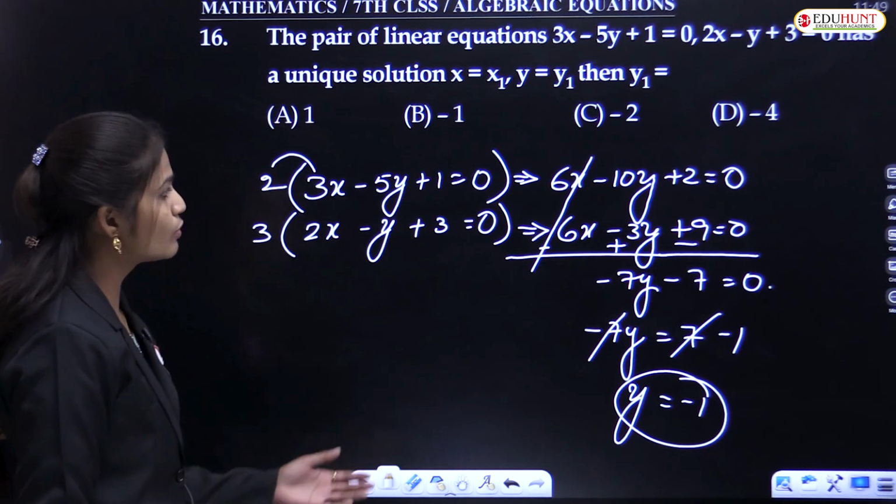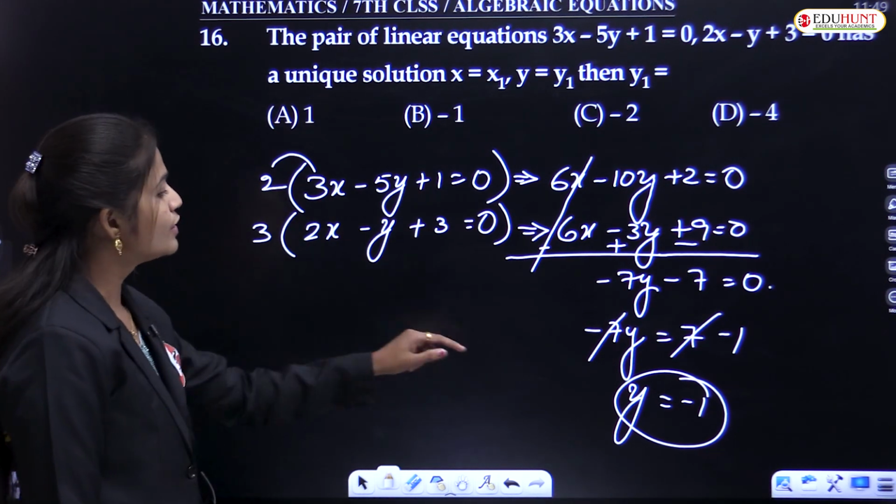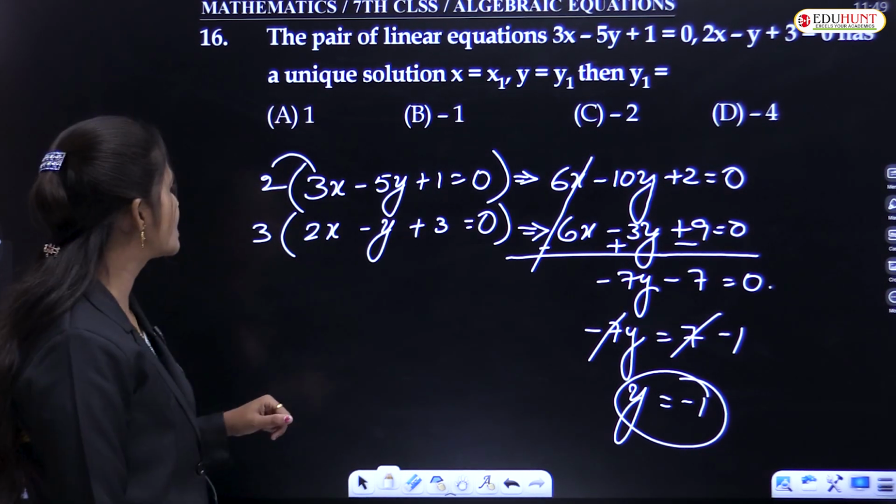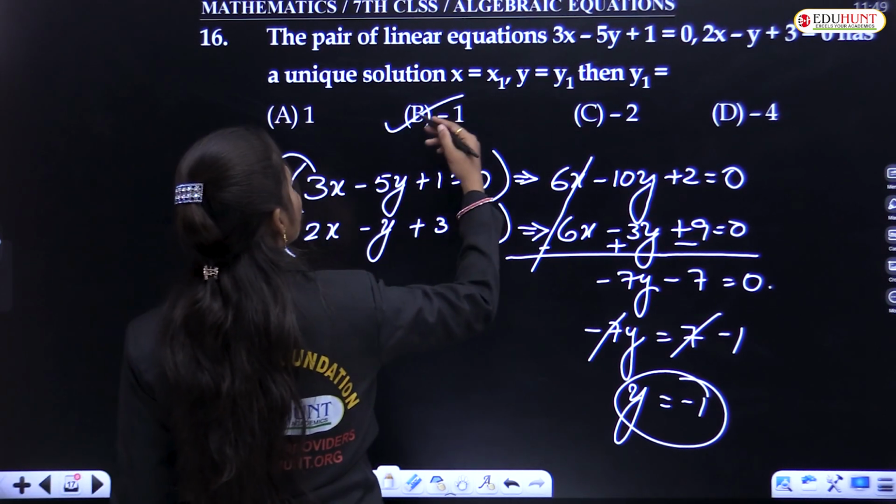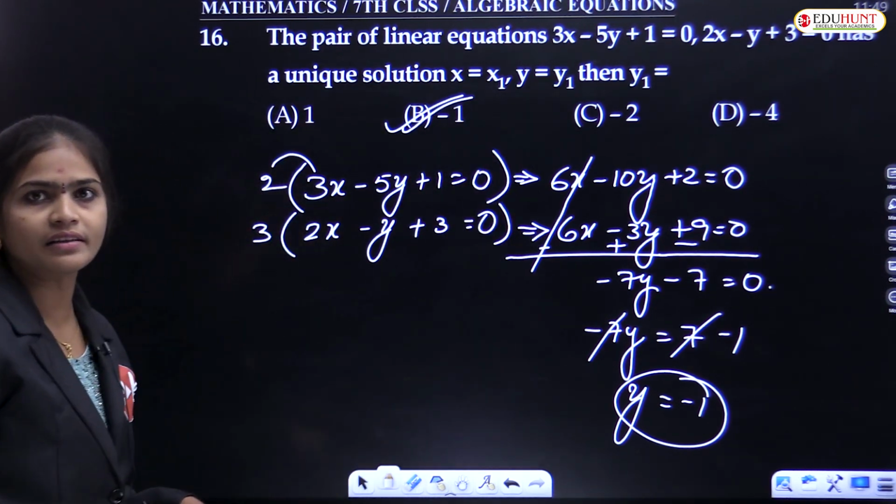That's what they asked, no? So there is no need to find the x value also. So here y is equal to minus 1. So option B is the correct one here.